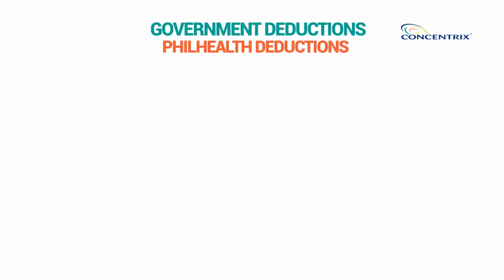PhilHealth is based on your monthly rate and is deducted every 29th of each month. From our example a while ago, we're using 16,000 pesos as our monthly rate. Looking at the chart from the PhilHealth website, the total deduction should be 400 pesos. The 400 peso deduction should be divided equally between you and Concentrix.